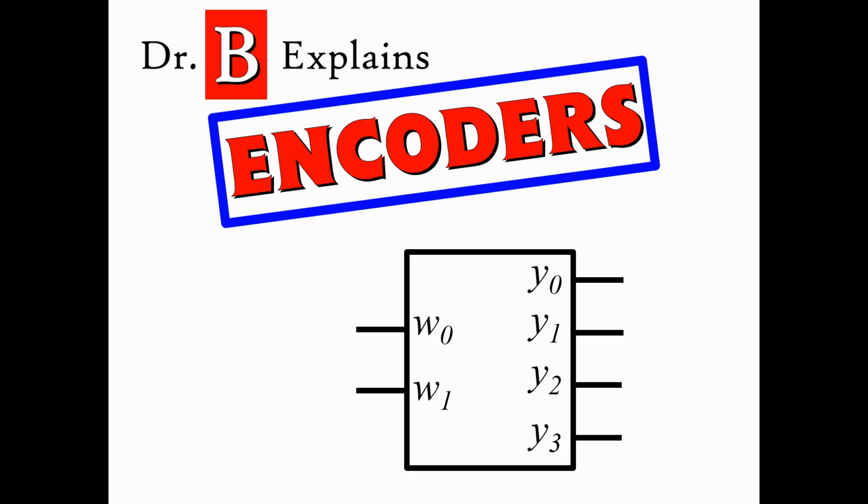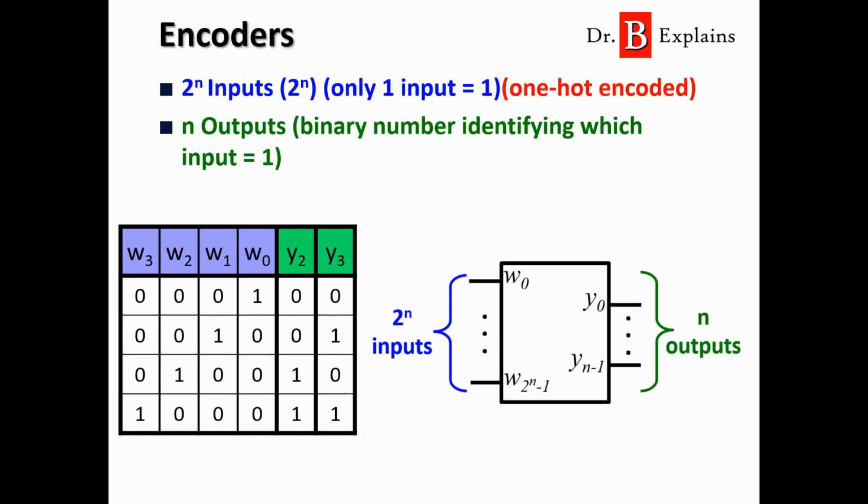In this video, we're going to learn about encoders. An encoder is a combinational logic subcircuit. It is composed of 2 to the n inputs and n outputs. It performs the opposite function of the decoder. In an encoder, only one input variable should be a 1. This is what we call one hot encoded or one hot encoding.